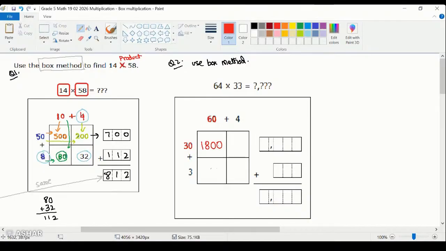Perfect. Because we had 1 zero and 1 zero, we add 2 zeros to it. 1800. Right? 6 multiplied by 3 is 18, and it was 60 multiplied by 30. Since there were 2 zeros, 1 in 60 and 1 in 30, we put 2 zeros. 1800. What is 6 multiplied by 3? It is 18, and there would be a 0 because it was 60. Agreed?